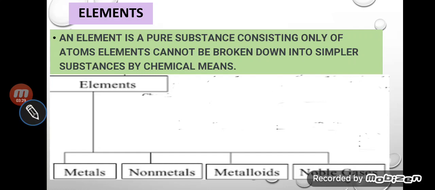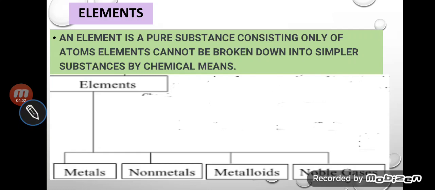So a particular element is made up of the same atom. Suppose I talk about copper. The copper has only atoms of copper. It will not have atoms of iron and aluminium, all that. Only copper has copper atoms, and the iron element has atoms of only iron. So these are the elements. An element is a pure substance consisting only of one kind of atom. Elements cannot be broken down into simpler substances by chemical means.